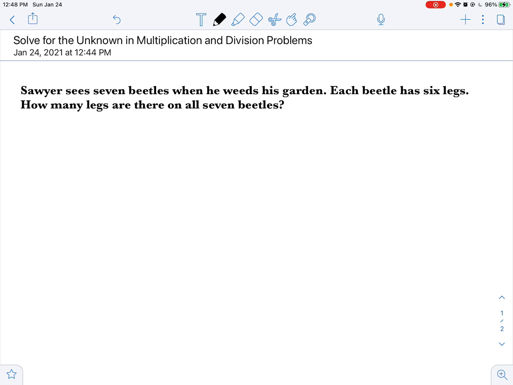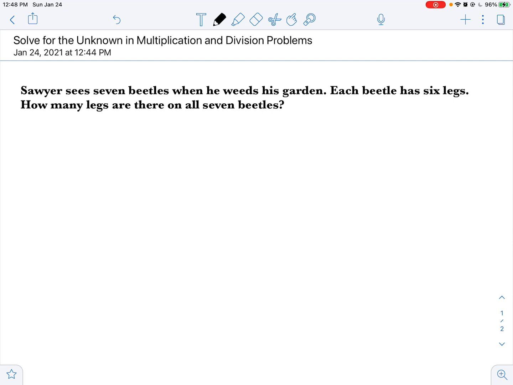So let's take a look. Here's our first example. Sawyer sees 7 beetles when he weeds his garden. Each beetle has 6 legs. How many legs are there on all 7 beetles? So again, you're going to think about, okay, what's happening in this word problem? What are they wanting us to tell them?